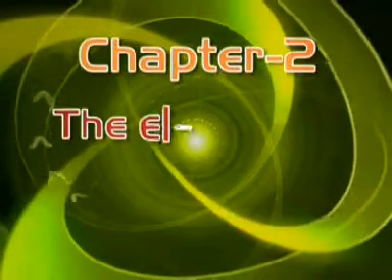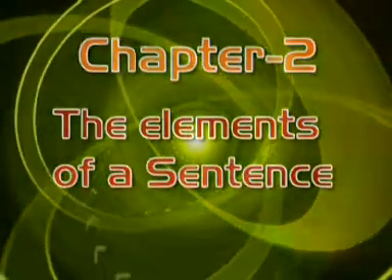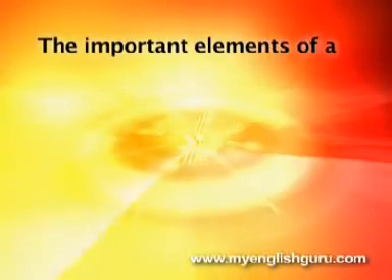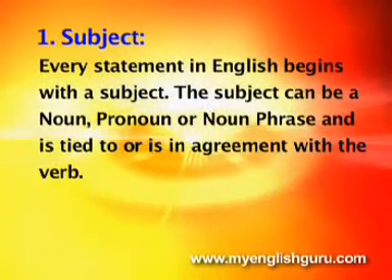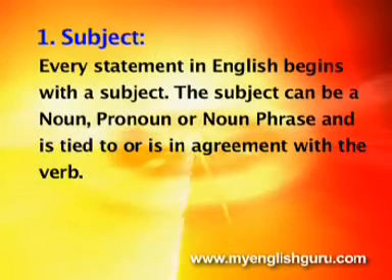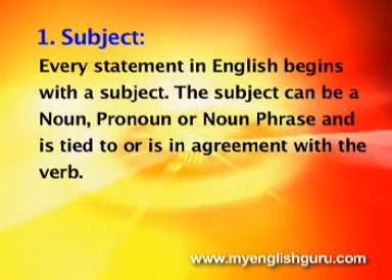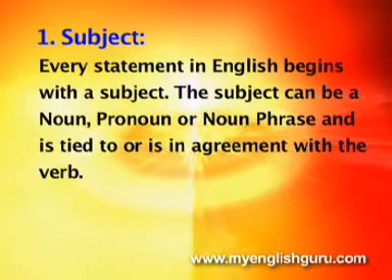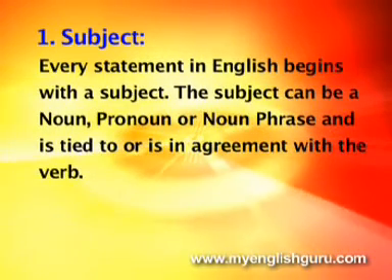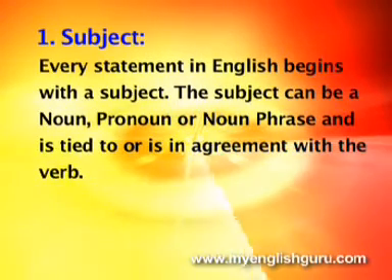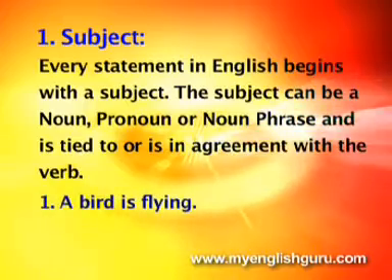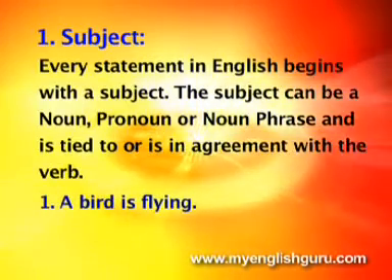Chapter 2. The elements of a sentence. The important elements of a sentence are: 1. Subject. Every statement in English begins with a subject. The subject can be a noun, pronoun, or a noun phrase and is tied to or is in agreement with the verb. A bird is flying. Birds are flying.